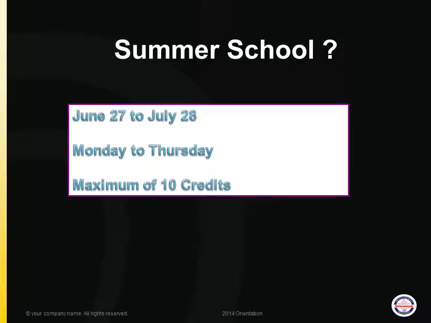This year's summer school at CHS will allow you to recover 10 credits over one 5-week session. Dates are from June 27th to July 28th. At this time, the forms are not ready, so see your counselor at a later date for the forms.